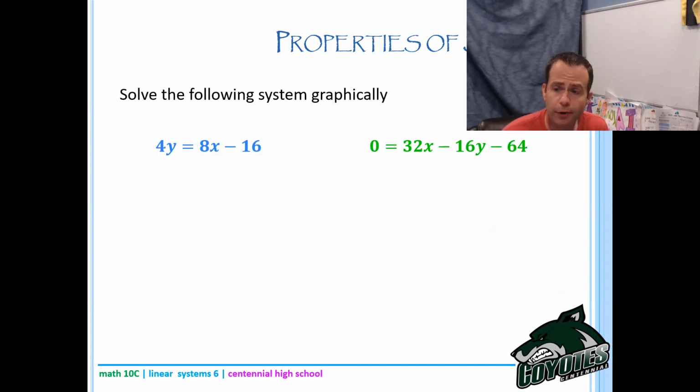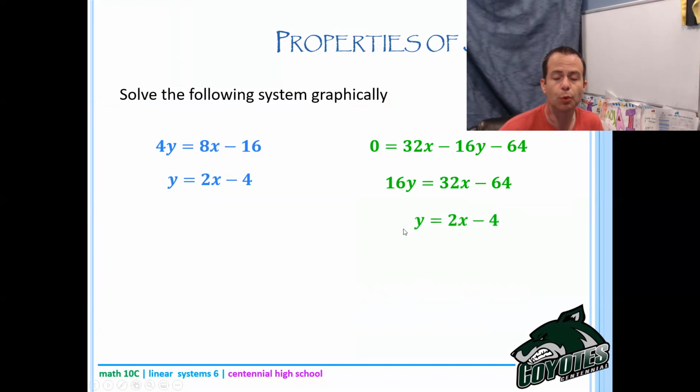Again, we're going to solve graphically, but this one has a little bit more work involved. We're going to have to rewrite these in terms of y equals mx plus b, so y has to be all by itself. In that blue equation, everything needs to be divided by 4, so that's going to give me y equals 2x minus 4. In the green equation, I'm going to take my negative 16y and bring it over to the other side of the equal sign, so it becomes positive 16y. Then everything has to get divided by 16, so that gives me y equals 2x minus 4.